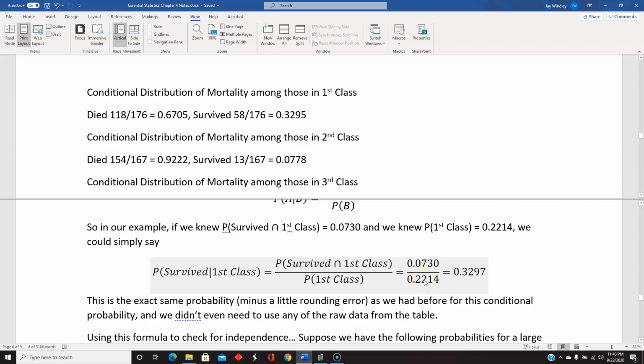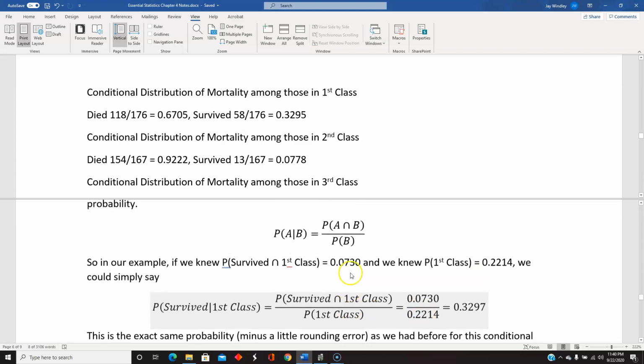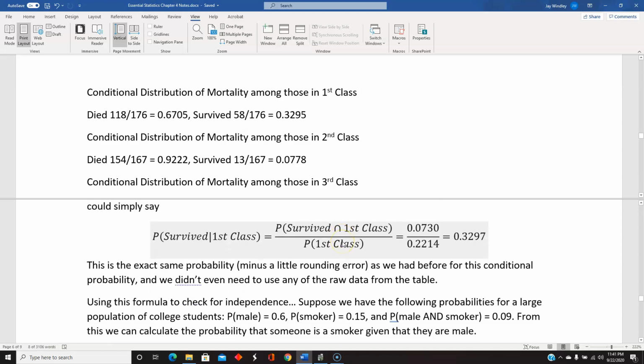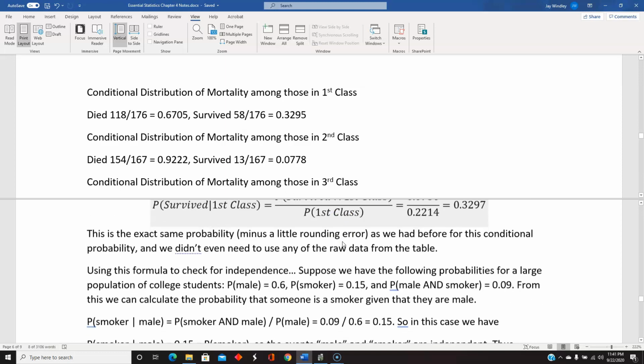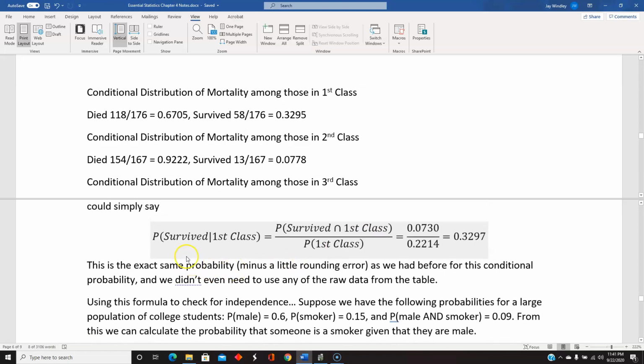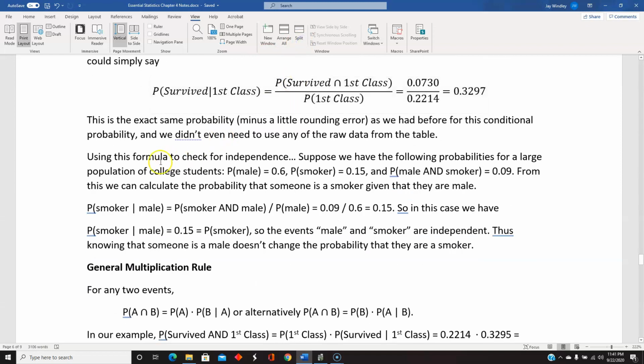So this formula here, this conditional probability formula, is a really powerful way to get one probability from two other probabilities that you may know. And since this formula will give me a conditional probability, I can use the results of this formula to check for independence. So here's another example. We were talking about independence earlier. Here's an example of two things that are independent.